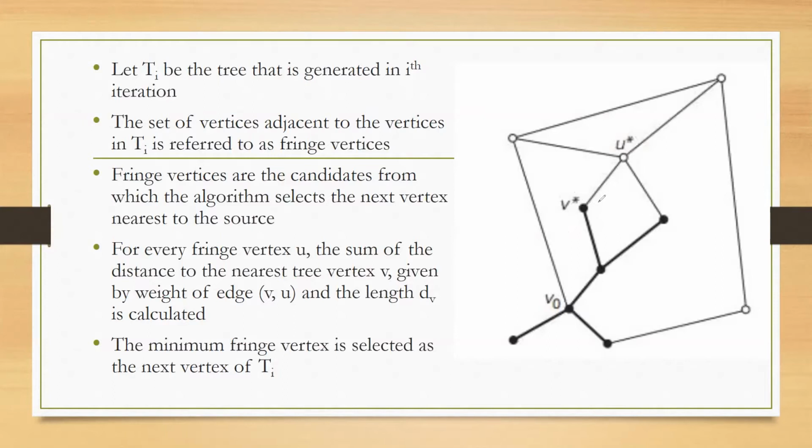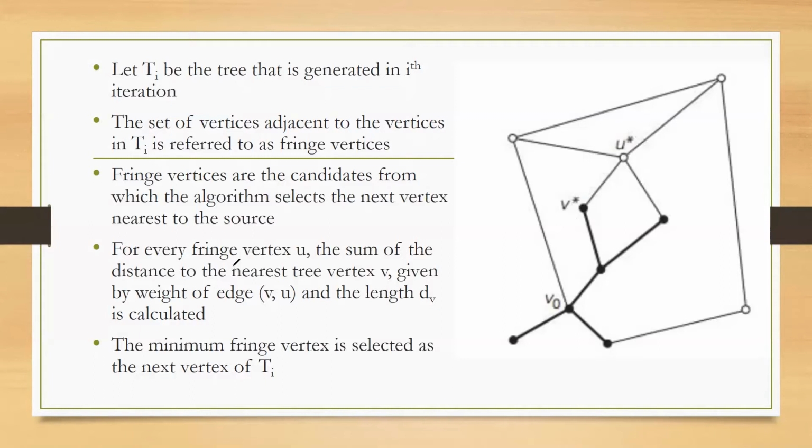Now, for example, think that the dark-lined subtree is the tree generated till now, and we have to include one more edge. Think that you are including an edge from V star to U star. You will identify that V star U star is the edge with the minimum cost, so you will include U star as part of the subtree. Now assume that U star is part of the subtree.